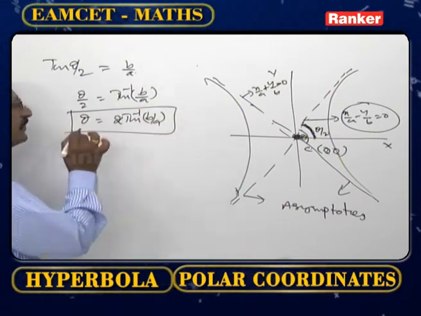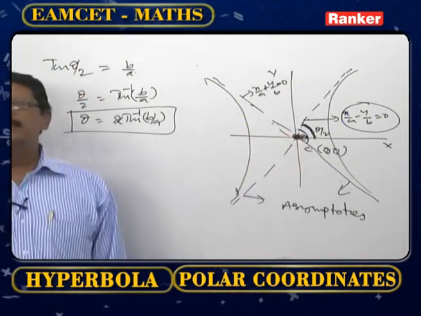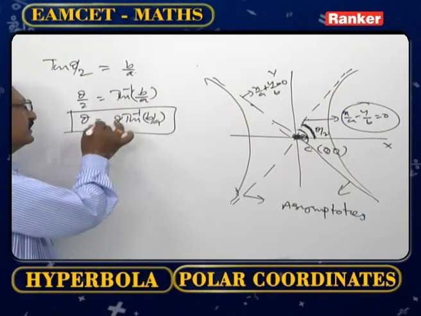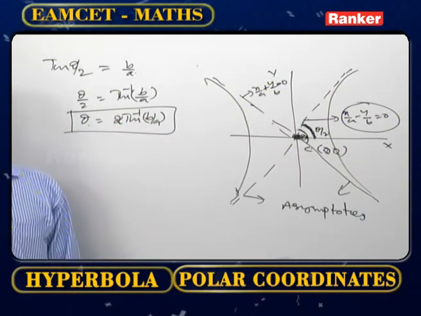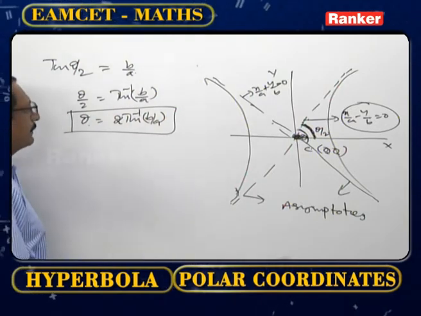Now if the angle between the asymptotes of the hyperbola x square by a square minus y square by b square equals 1 is theta, then theta equals 2 tan inverse b by a.